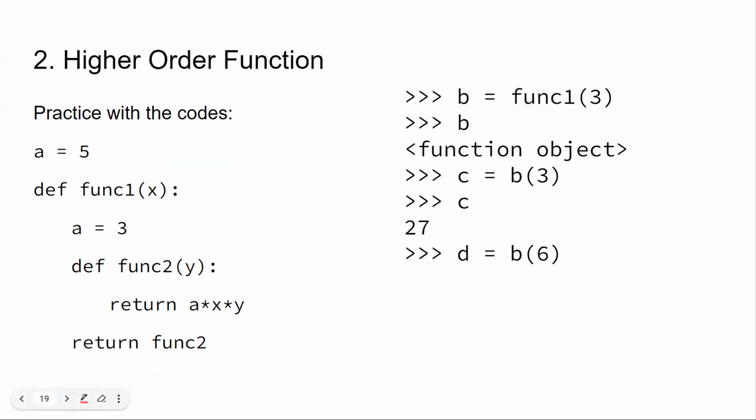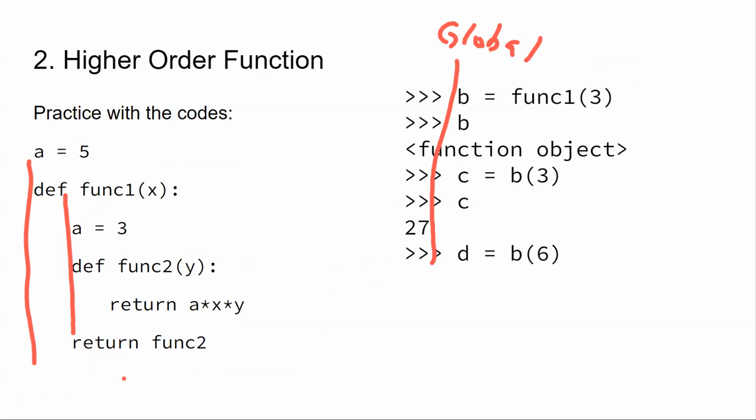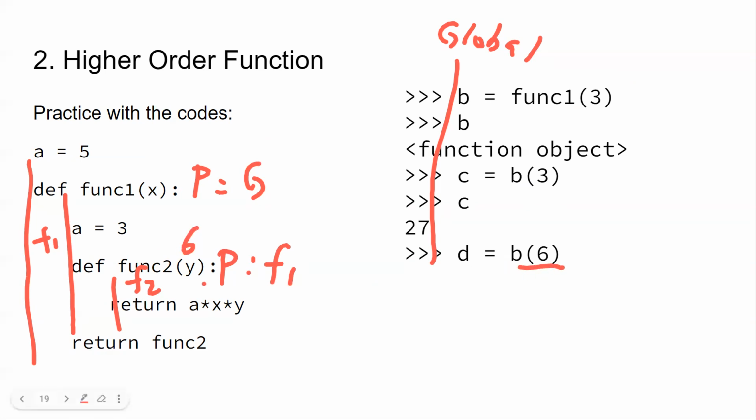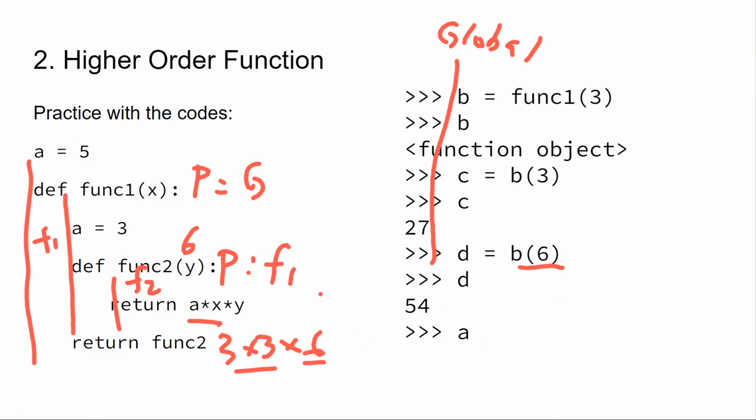Then b of 6. Okay, so let's do it. This is global, this is F1, this is F2. So the parent of F1 is global, and the parent of F2 is F1. So d is b of 6. We pass the value 6 in here. Because a and x do not change, we have 3 times 3 times 6, so I guess it's 54. Yeah, 54.